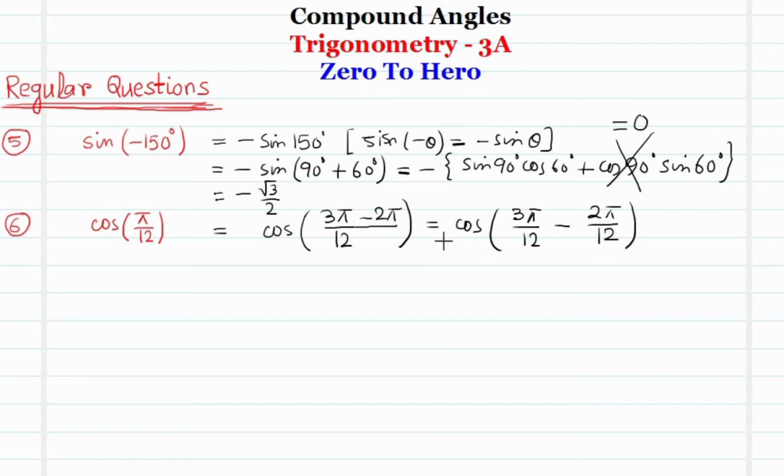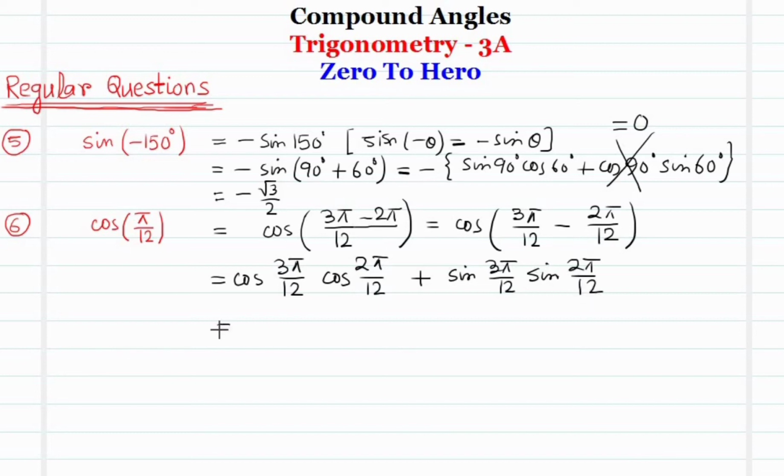Now what is the formula for cos of A minus B? It's cos A cos B plus sin A sin B. Now sine of 3 pi by 12 is same as sin pi by 4, whose value is 1 by root 2, and cos of 2 pi by 12 is equal to cos pi by 6, whose value is root 3 by 2.